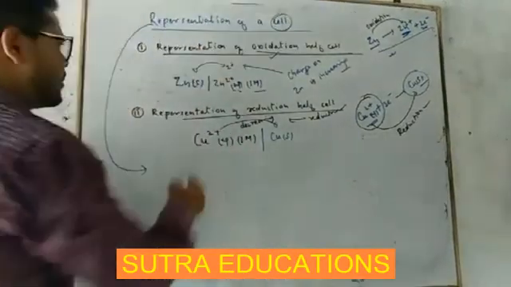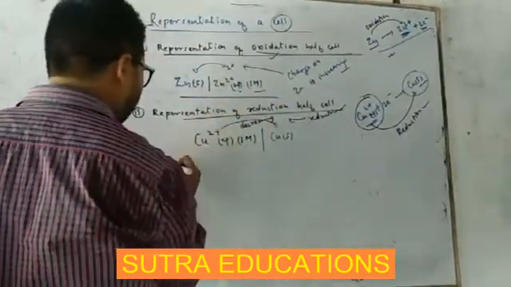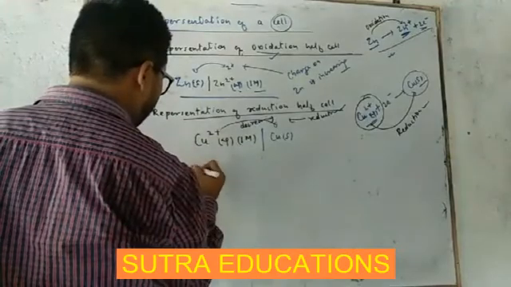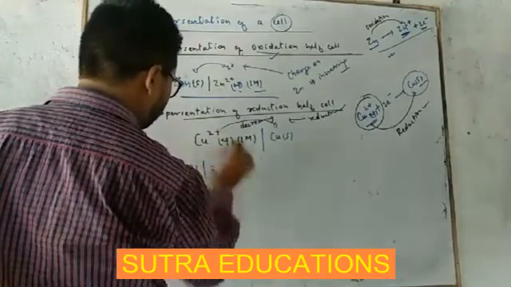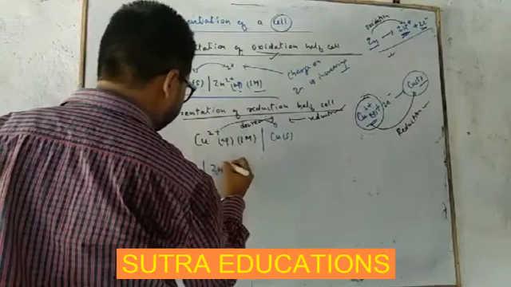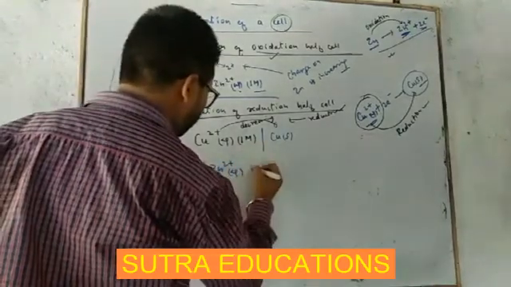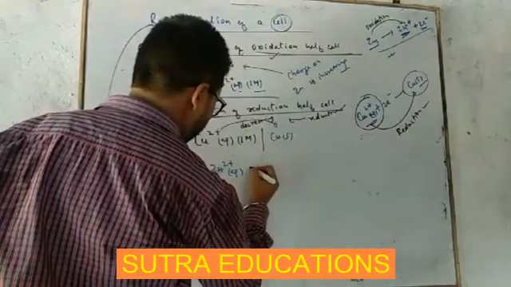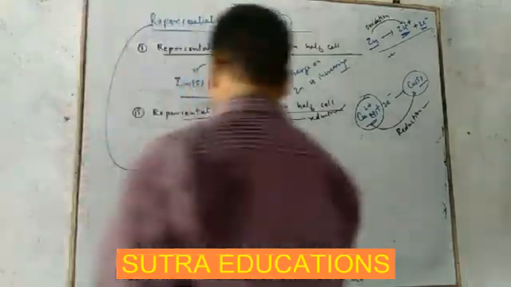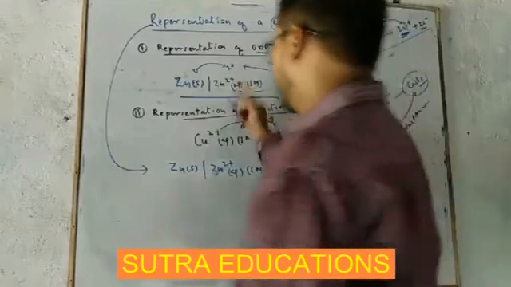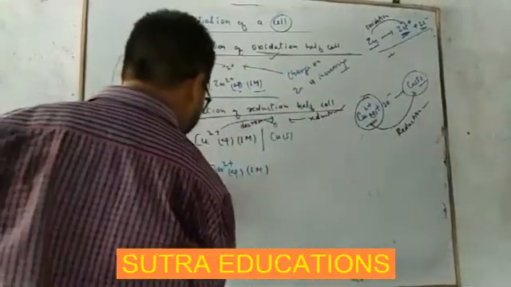So the oxidation half cell is this. We will write here Zn(s), Zn2+(aq), and suppose its concentration is 1 molar. Getting this? This is what? This is the oxidation half cell.